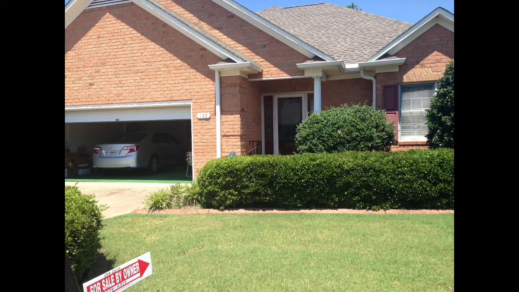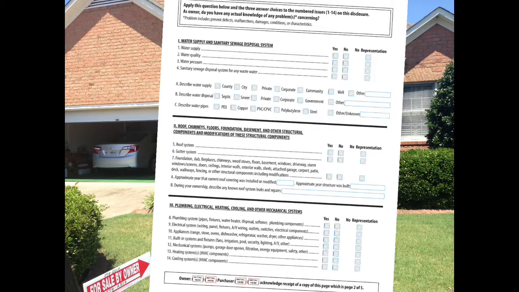When you look on the second page of the document, you see that these questions are asking you if you have any actual knowledge of any problems concerning these issues. Problems could be defects, malfunctions, damages, conditions, or characteristics. And so you see you're being asked about water supply, water quality, water pressure, sewage, sanitary, many other things on here, including the roof, the gutter, plumbing, electrical, appliances, HVAC, heating, and cooling.